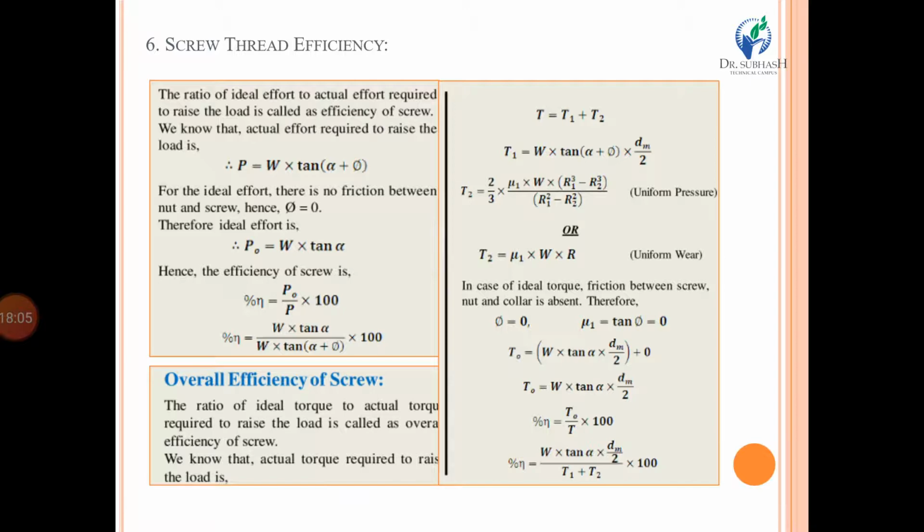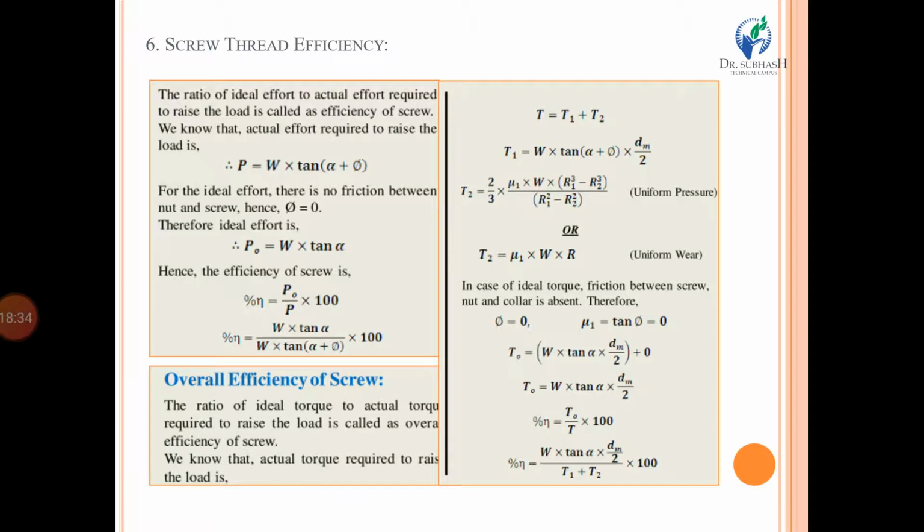In case of without friction, consider φ equal to 0. So multiplying with 100, you will have the percentage of that screw thread efficiency. Now the second efficiency is overall efficiency, and it's a simple ratio of ideal torque to the actual torque required to raise the load. Once again, ideal torque, that is without friction torque, and actual torque in which you need to calculate frictional angle or frictional force too.